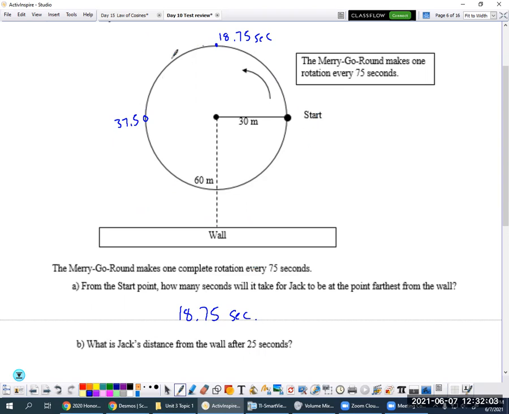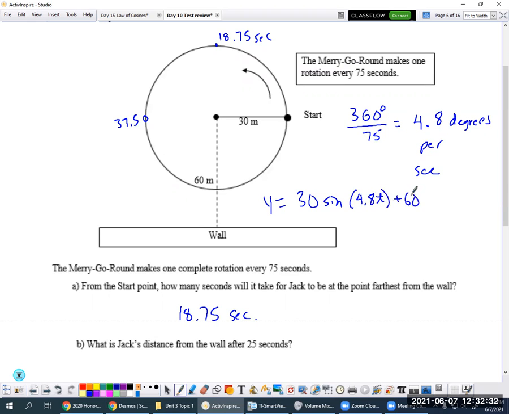It's not a quadrantal angle here. So I'm going to figure out 360 degrees divided by 75 seconds. I'm going to grab a calculator for this, and I see that it is exactly 4.8 degrees per second. So I know my equation would be y equals 30 sine 4.8t plus 60.